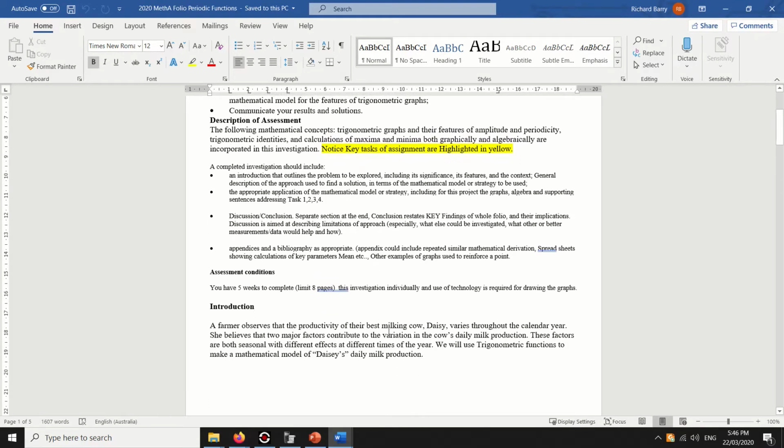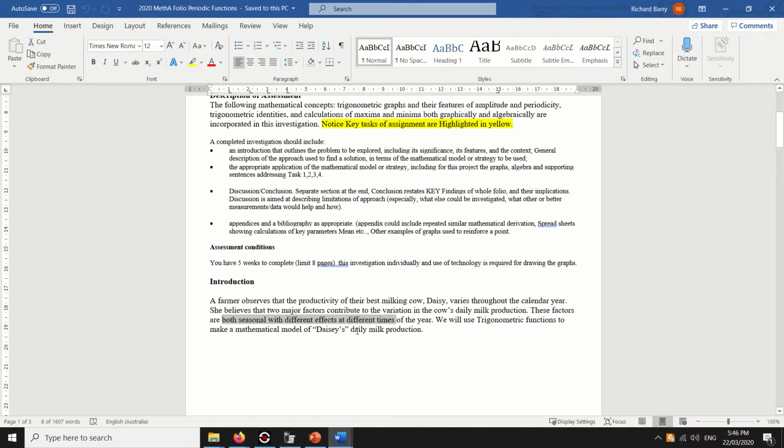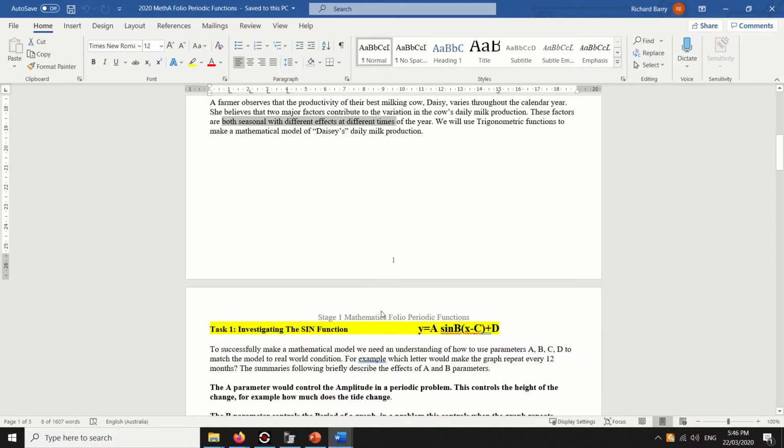So your project is going to be about the productivity of a milking cow, i.e. how much milk it makes each day, with the idea that at different times of the year it will produce different amounts of milk. So every time we see a graph, we're looking at a year's scale on the bottom, and going up the side is the daily milk production.